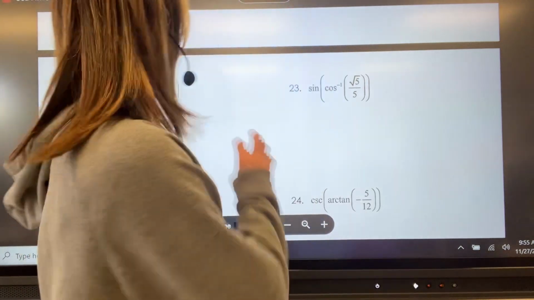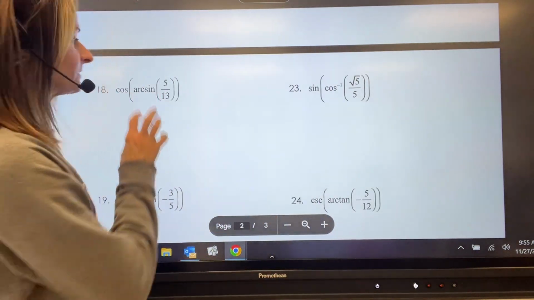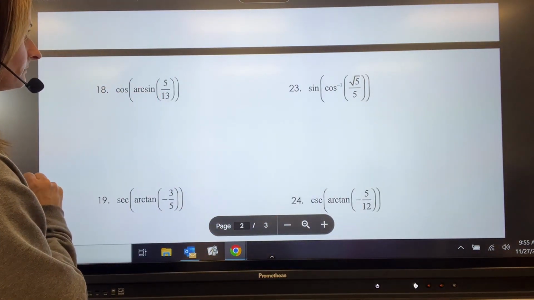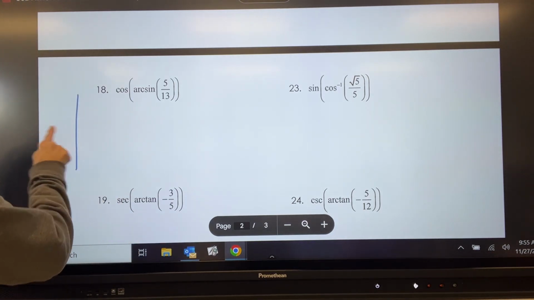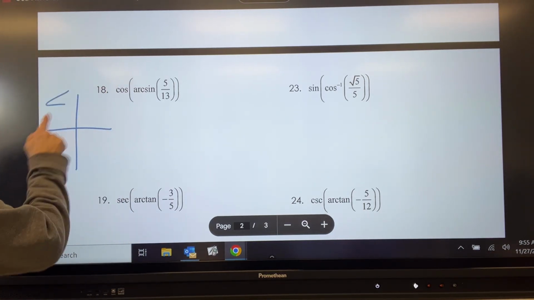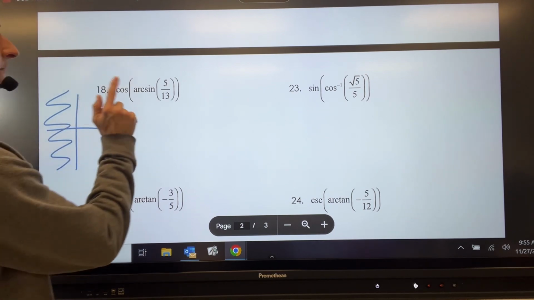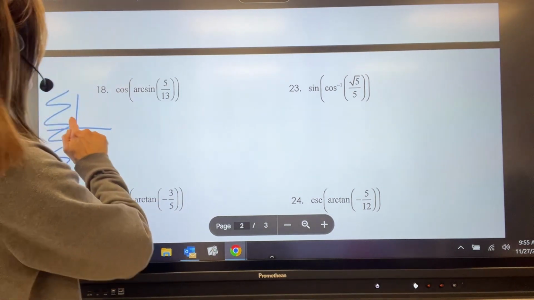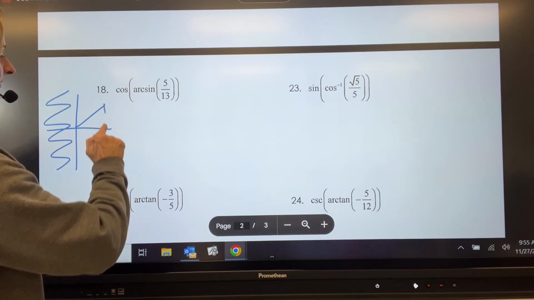So we always start on the inside. Anytime we have a composition of functions, we start on the inside. We're doing the inverse sine, so we know where to restrict our range. This is positive, so we know it's going to be in the first quadrant. So that's where we draw our triangle.